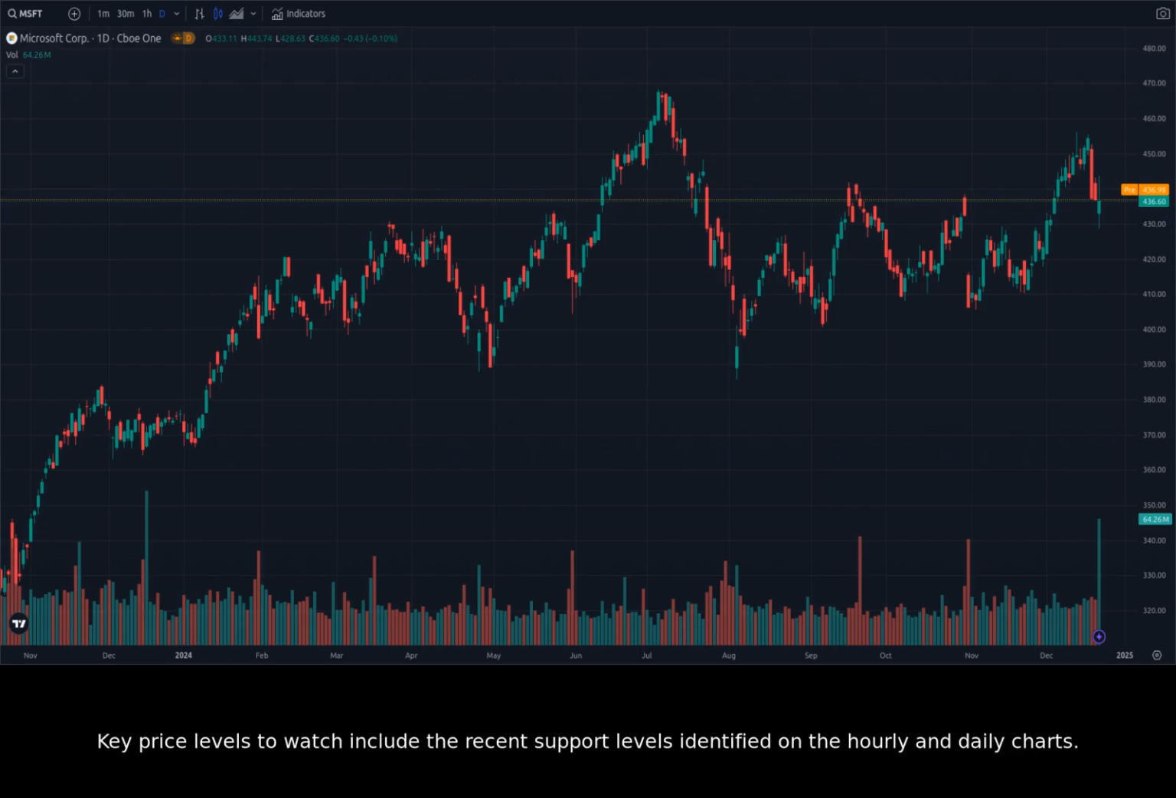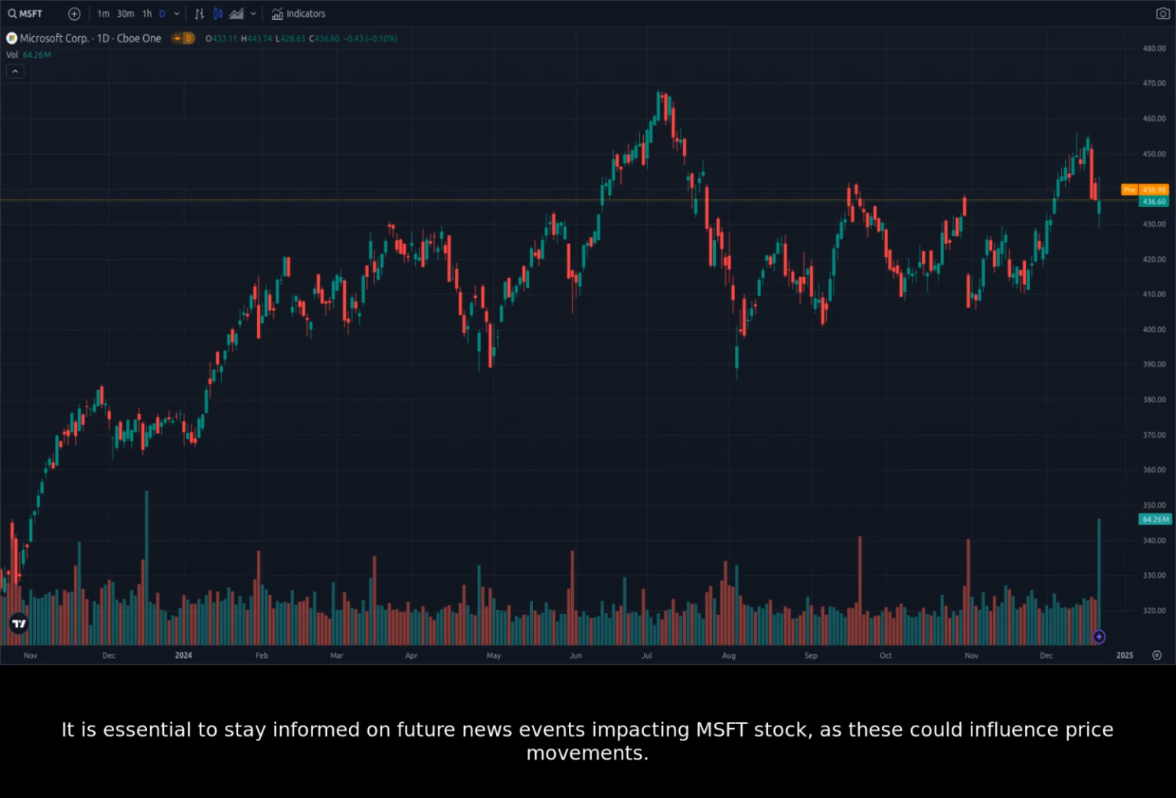Key price levels to watch include the recent support levels identified on the hourly and daily charts. A sustained break above recent resistance levels would likely reinforce a bullish outlook. Conversely, a continued decline below recent support levels would reinforce a bearish outlook. It is essential to stay informed on future news events impacting Microsoft stock, as these could influence price movements.